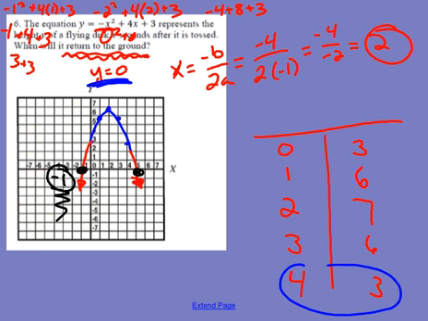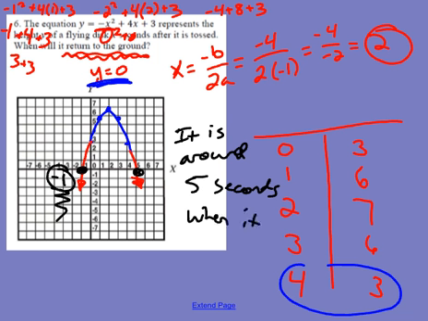Okay, that's seconds. That doesn't work. We want to know that after it's tossed, it is around 5 seconds when it returns to the ground. Okay, that's what you need to know. To the ground. Make sure you're not using that value of -1 because that's t seconds.